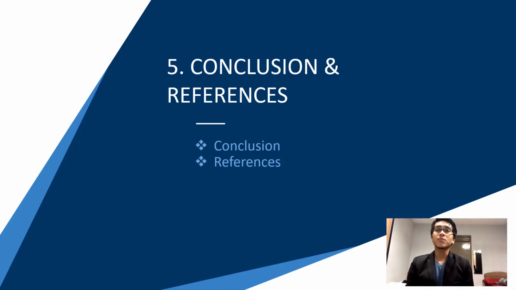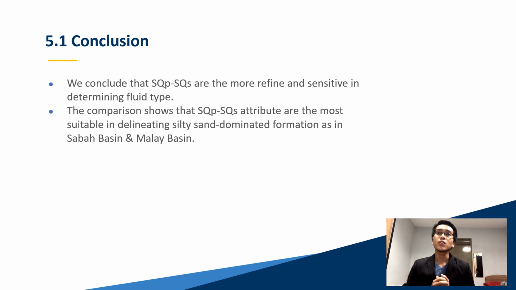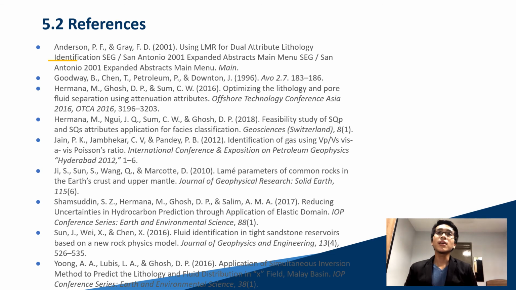Moving on to the last part of our presentation, which is the conclusion and references. For the conclusion, we conclude that SQP and SQS are more refined and sensitive in determining fluid type. The comparison shows that SQP and SQS attributes are the most suitable in delineating silty sand dominated formations as in Sabah Basin and Malay Basin. Here is our reference list of the articles that we used throughout our entire project.